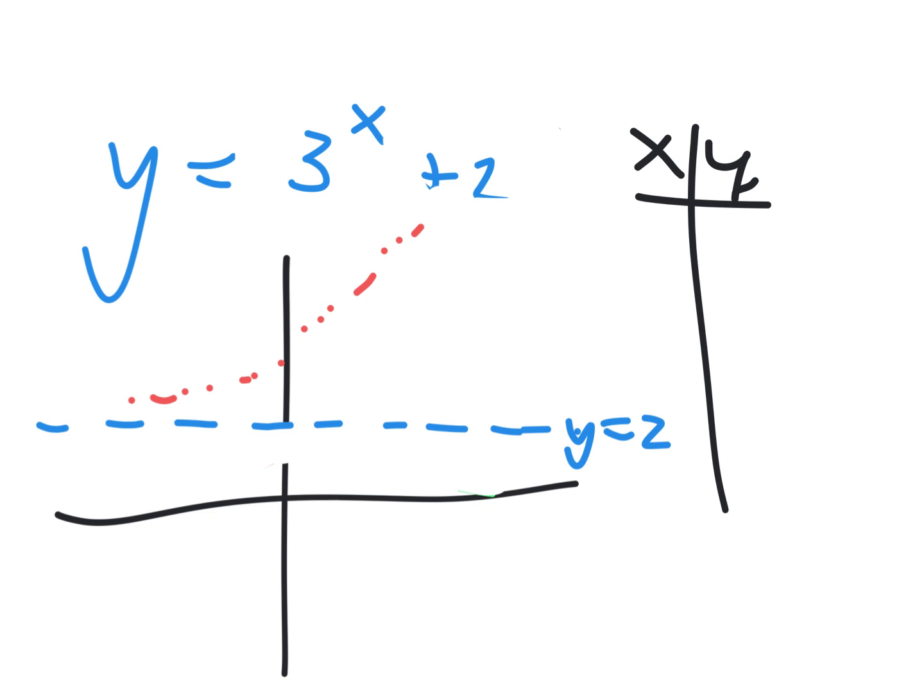Kai, can you tell me one point that you know works? 0. I put in a 0, and he gets 2. I'm going to double check him. Put in a 0. 3 to the 0 power is 1. Plus 2 is 3. 0, comma 3.